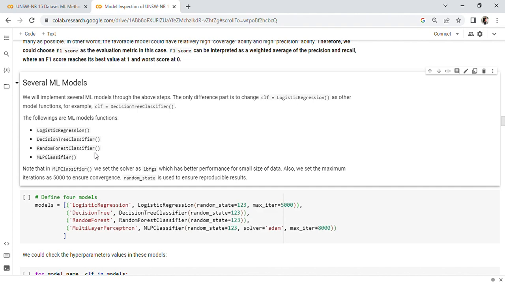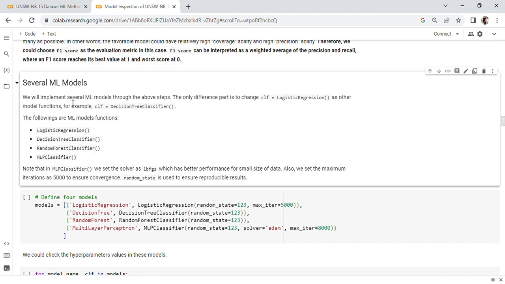The second one is decision tree. Decision tree is a supervised learning technique that can be used for both classification and regression problems, but mostly it is preferred for solving classification problems. It's a graphical representation for getting all the possible solutions to a problem or decision based on the given conditions.